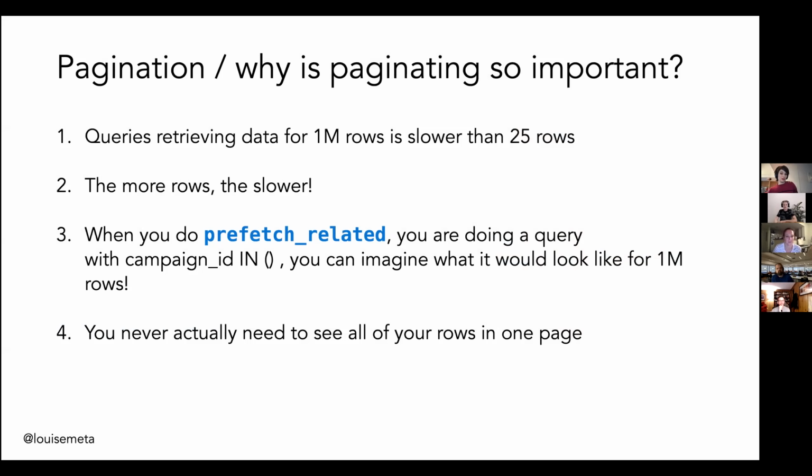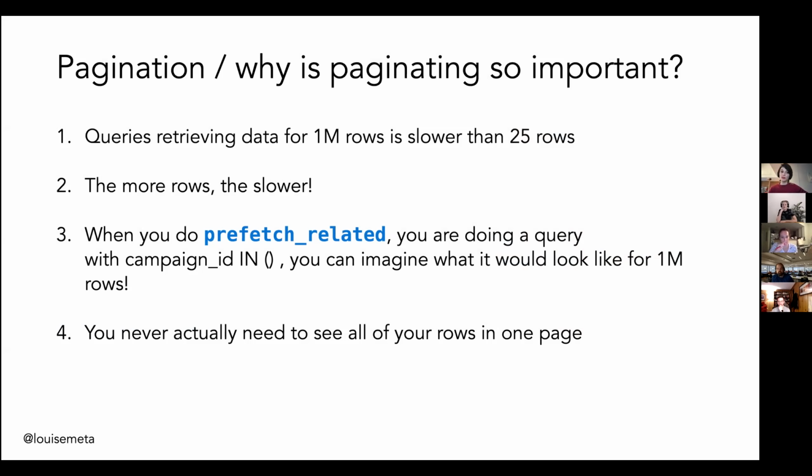So why is it important to paginate? As you can guess, retrieving data for 1 million rows is slower than for 25 rows, just because you have a lot of data that you have to pass through the network. And that's really just, it can't be fast. So the more rows, the slower.